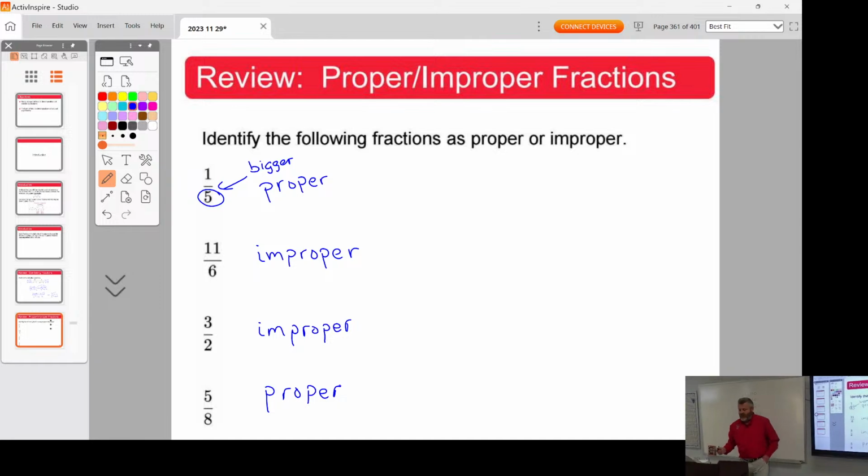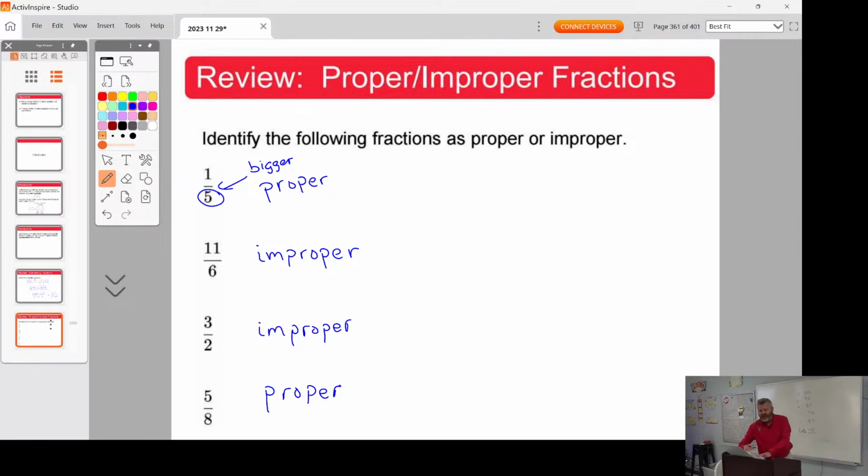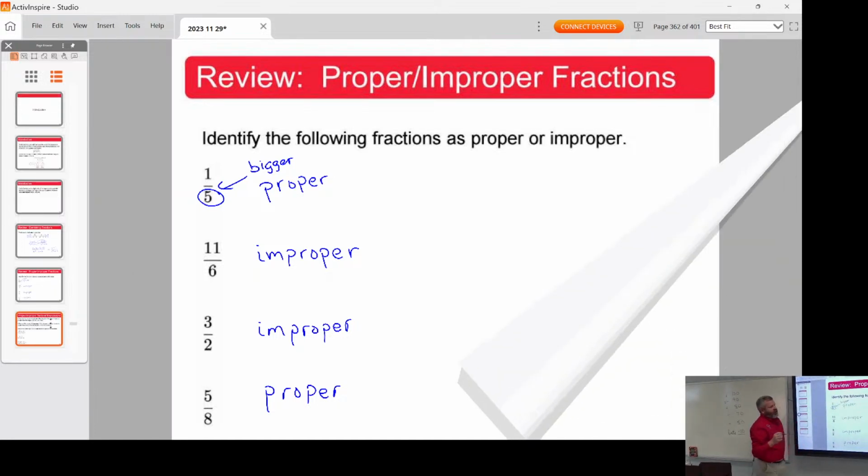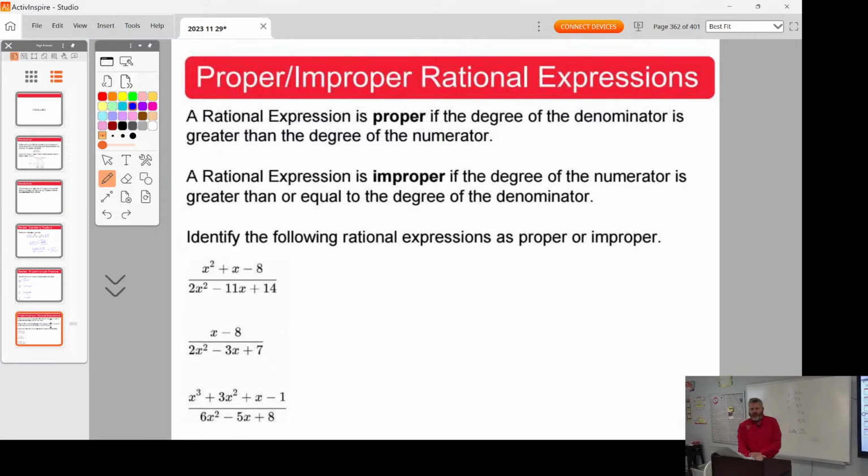Okay. And the reason I bring that up is because it's important when we're dealing with rational expressions as well, because a rational expression can also be proper or improper. It says a rational expression is proper if the degree of the denominator is greater than the degree of the numerator. A rational expression is improper if the degree of the numerator is greater than or equal to the degree of the denominator. So it's the same concept, but we're looking at the degrees.